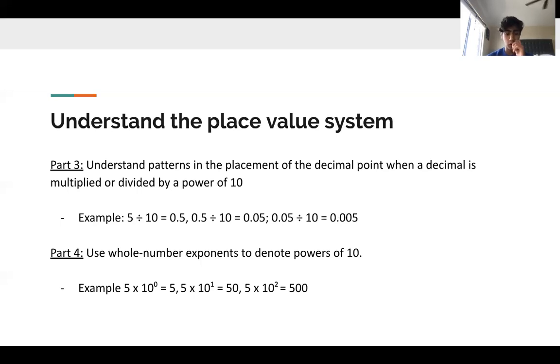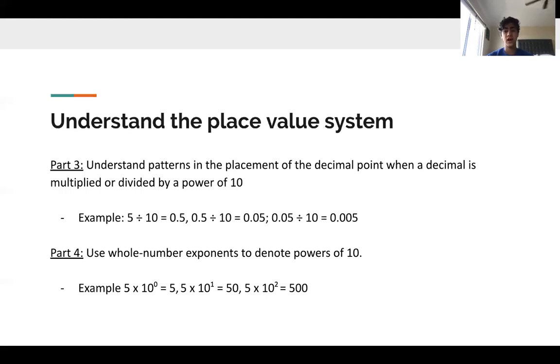Now, part 4 of this is using whole numbers as exponents to denote powers of 10. So if I was doing 5 times 10 to the 0th power, we know that 10 to the 0th power is equal to 1. So 5 times 10 to the 0th power is just 5. Now, if we were to do 5 times 10 to the first power, we know that 10 to the first power is equal to 10. So 5 times 10 will give you 50. So we increased by 10-fold. We increased by 10 times, right, by multiplying by 10.